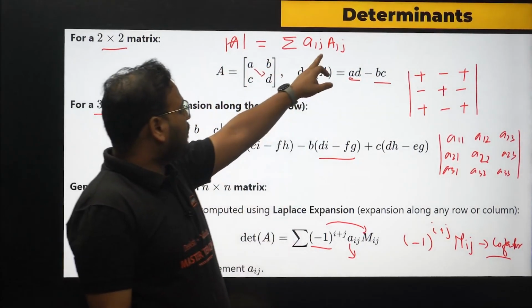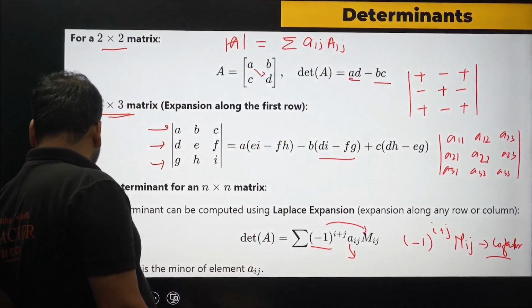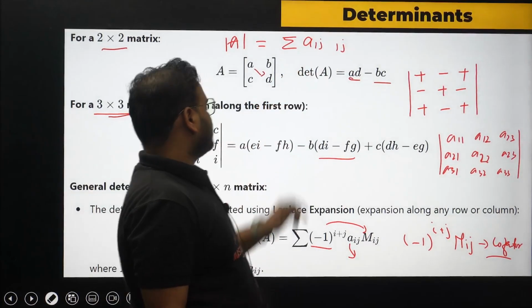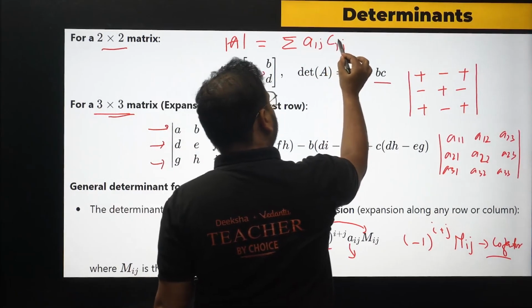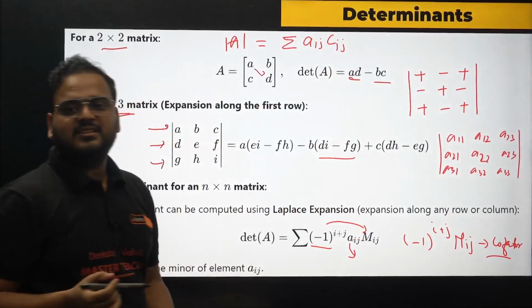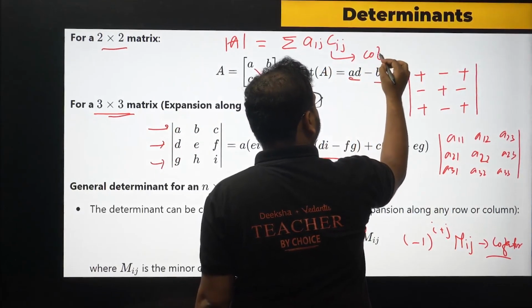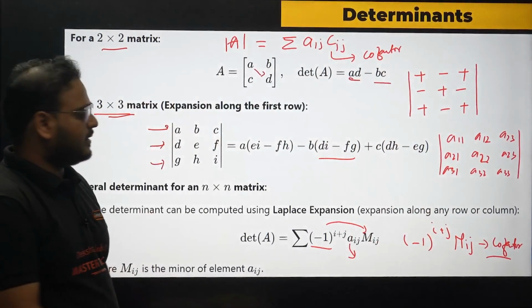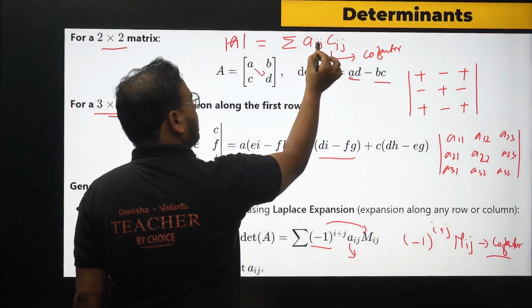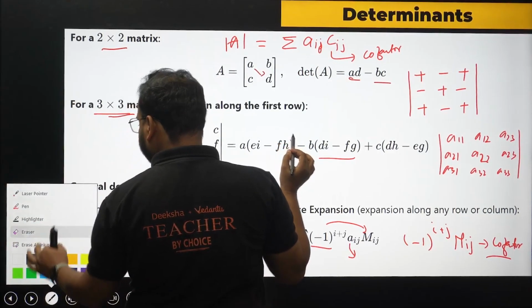The cofactor can be written as Aij or Cij. If you want, I can write this as Cij. You may write the cofactor as Cij, but usually in NCERT they use Aij. That's why I wrote that. But just for your information, I can write Cij as cofactor. Cij represents the cofactor, and aij represents your element. aij is the element. I can change that.